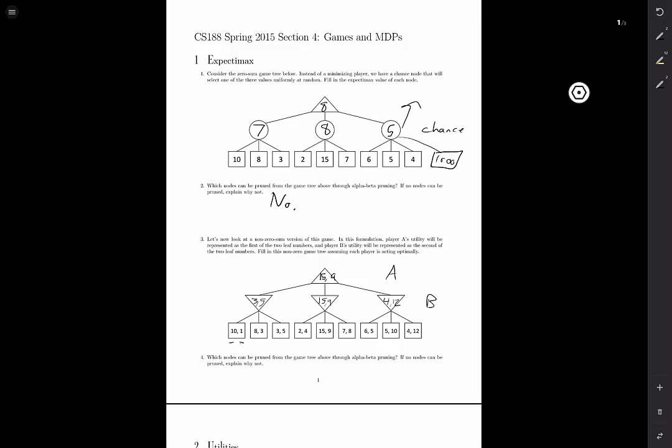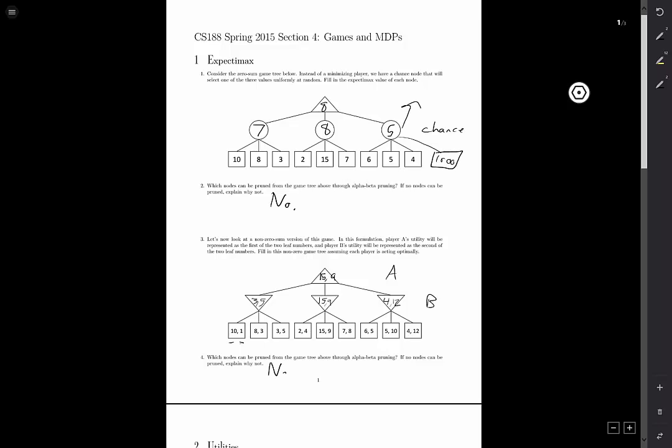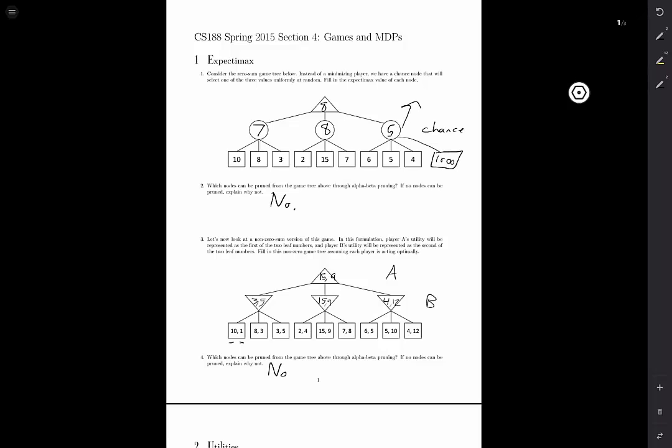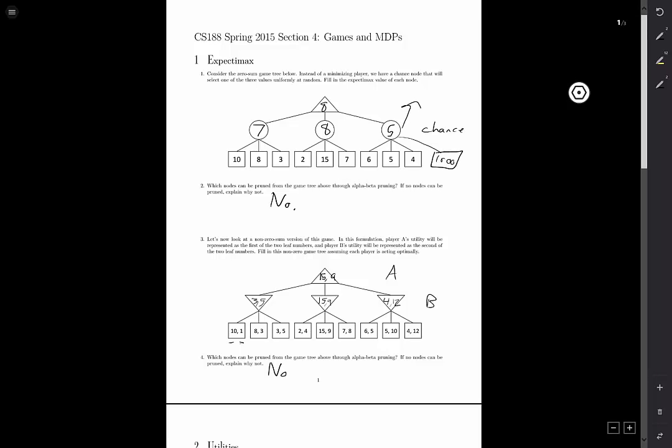Now they're going to ask us a similar question. Can any values be pruned through alpha-beta? Again, the answer will be no. But let's think about why. Let's look at this example above. I went through the left one, I got 3, 5. Then I went through and I got 15, 9.